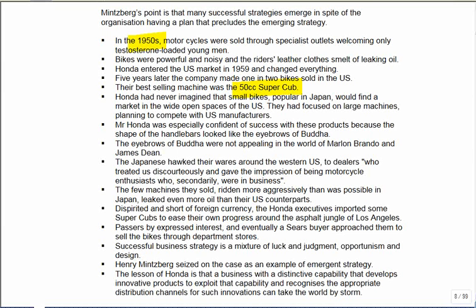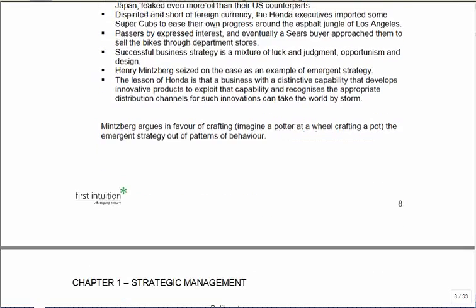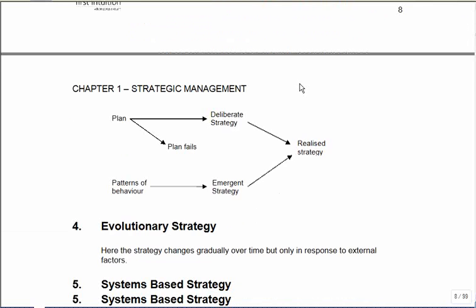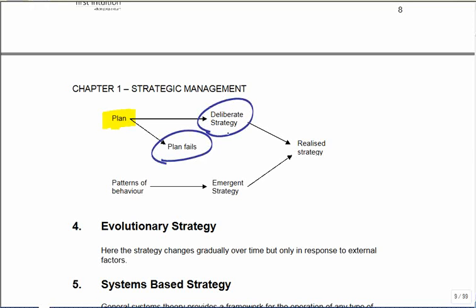Now, that was never the original strategy. That wasn't the original plan. That was a plan that emerged over time. So it wasn't what they set out to do. And if we go over the page, there's a little diagram that Mintzberg has produced, again just showing us how you've got your planned strategies at the top here, some of which will end up failing, sadly, but some of which you will carry out and will be realised.